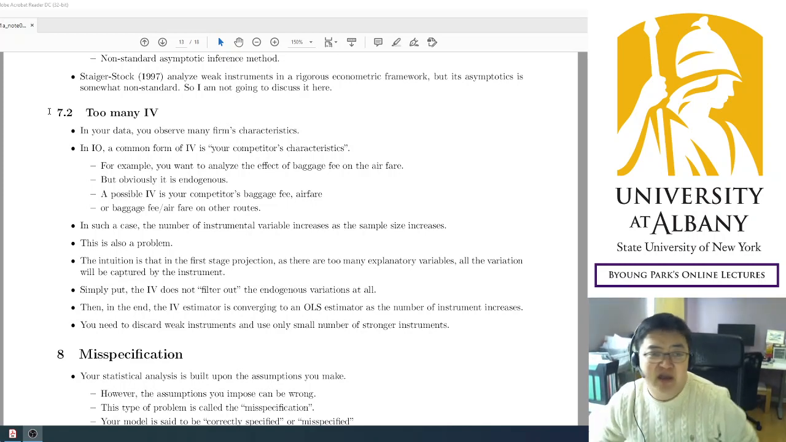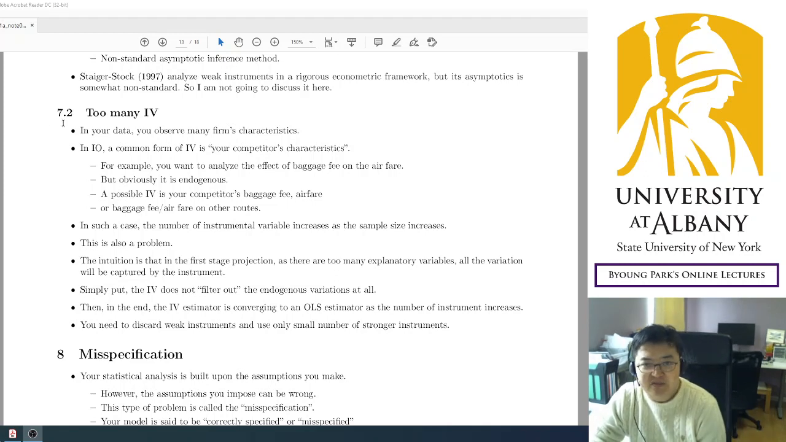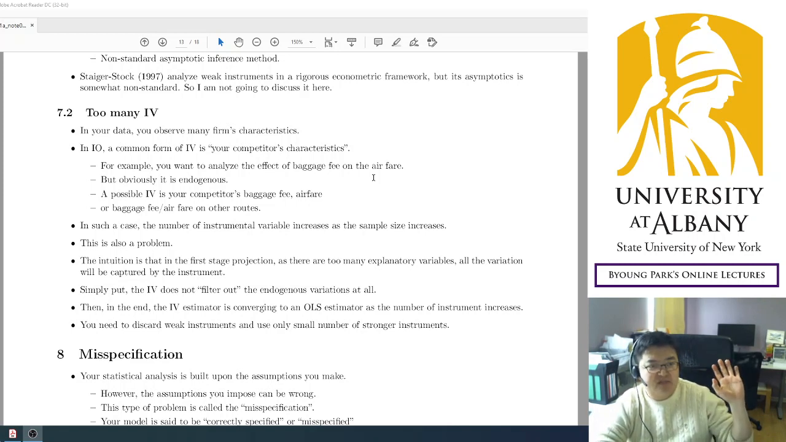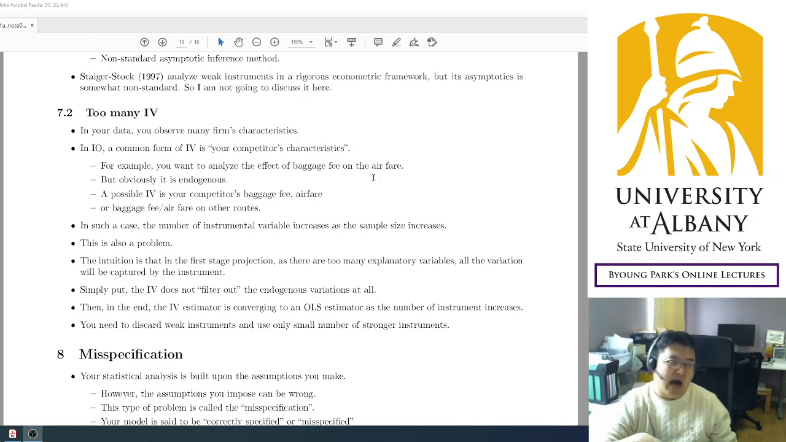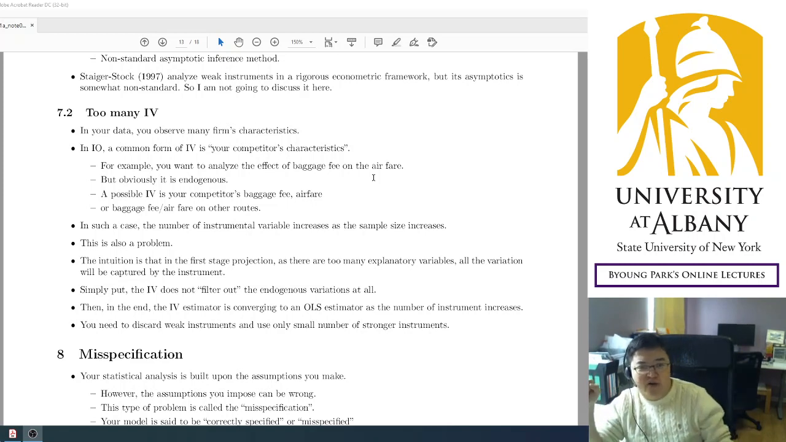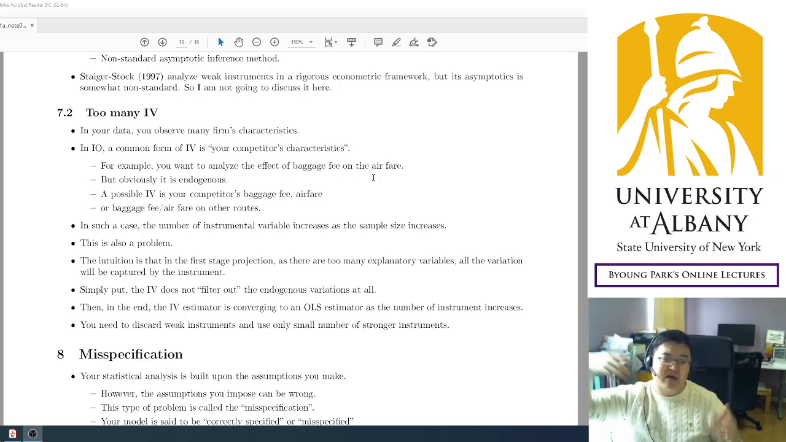Anyhow, think about this. An example: when can we have too many instrumental variables? Sometimes it happens when you describe competition, for example, in industrial organization or international trade. Let's think about a problem where you would like to analyze the effect of a baggage fee on the airfare. Some airlines charge a large fee on baggage, but other airlines are more generous in accepting baggage. So they have different policies and strategies, but obviously if you are more generous on baggage, then the airfare will be higher to accept more baggage for free.